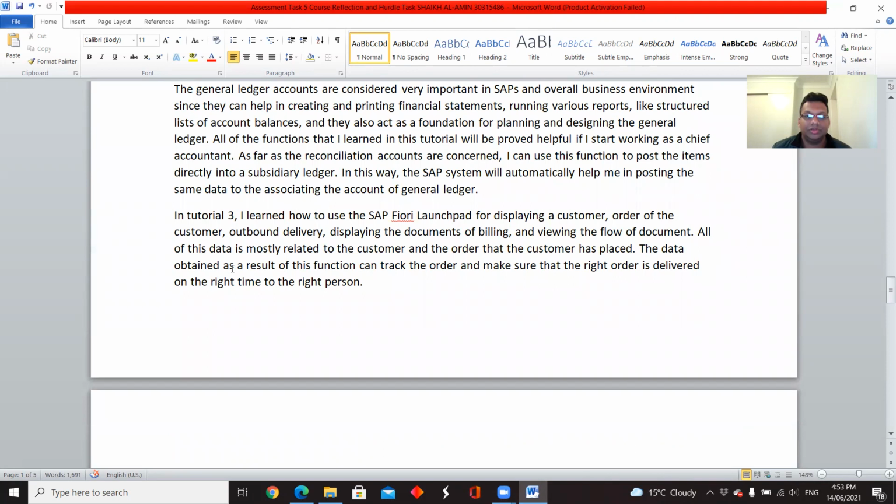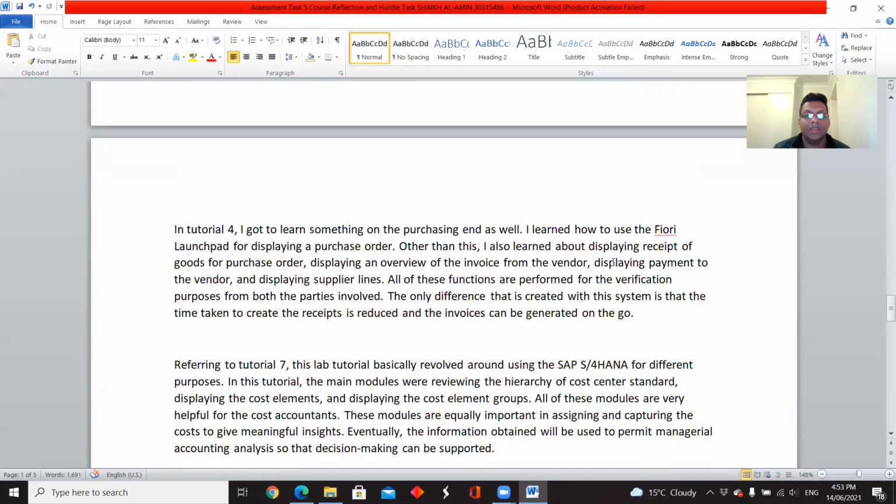In tutorial 3, we also learned how to use SAP Fiori Launchpad for displaying a customer order, the outbound delivery, displaying the documents of billing, and viewing the follow-on document. All of this data is mostly related to the customer and the order that the customer has placed.